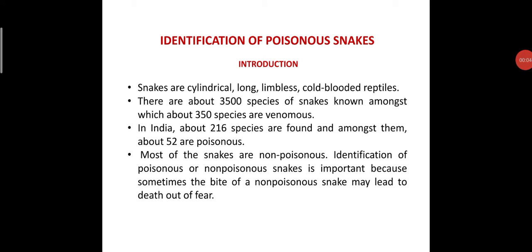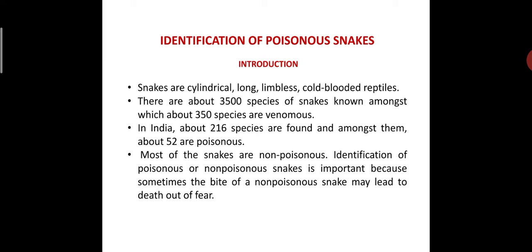Good morning, students. Today we are going to see an important general topic on identification of poisonous snakes. As you know, snakes are cylindrical, long, limbless, cold-blooded reptiles. Nearly 3,500 to 4,000 species of snakes are known, of which about 350 species are venomous. So mostly snakes are not venomous, only some snakes are poisonous.